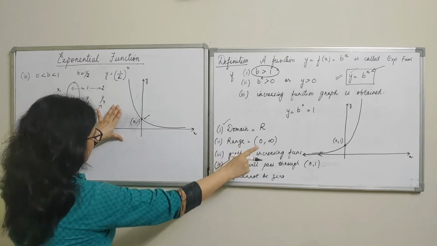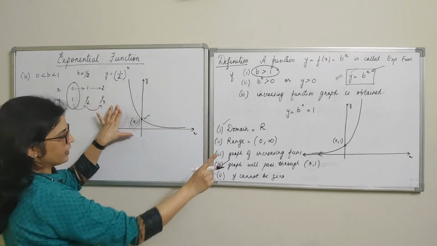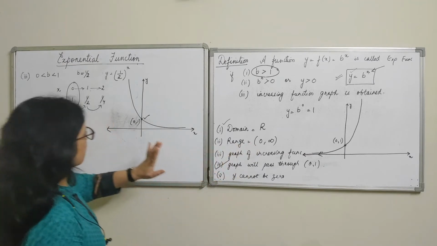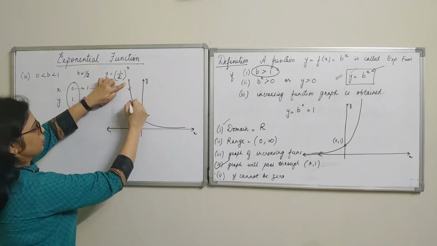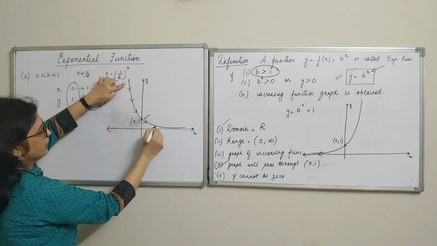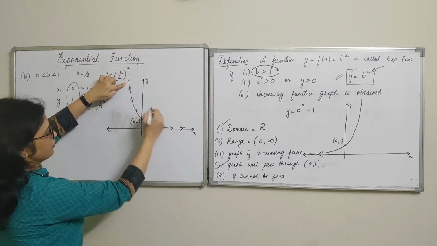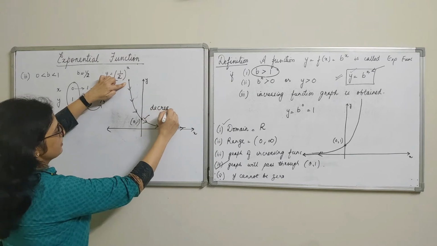What is the range? 0 to infinity. Second condition also satisfied. Is this graph of an increasing function? Let's check. Start from the extreme left and start moving along. You notice that you move down the curve. The moment you're moving down the curve, that means this is the graph of a decreasing function.